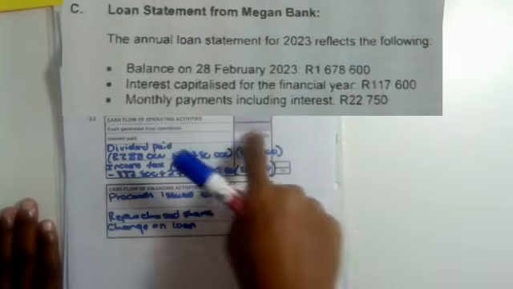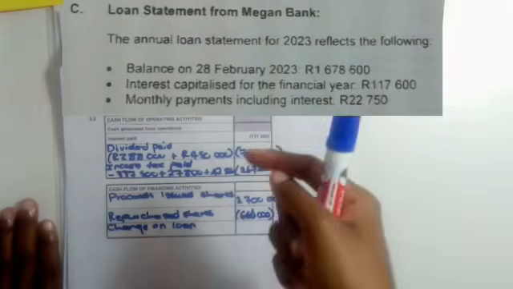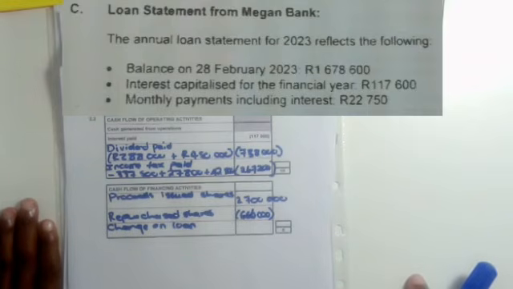Because why? You have already counted it here. So if you count it again with your repayments, you're going to do what we call double accounting, and your books are not going to balance. So the next bullet there says monthly payments including interest of 22,750. So you see, it's saying including interest, meaning that's what they mean when they say the interest is capitalized.